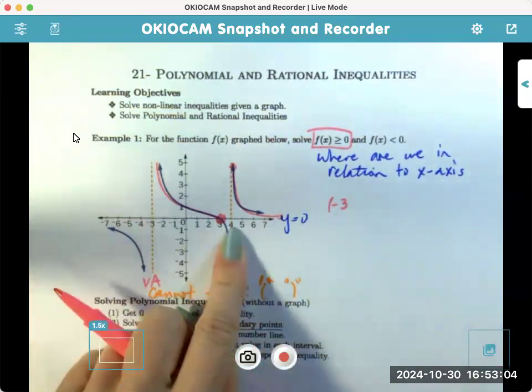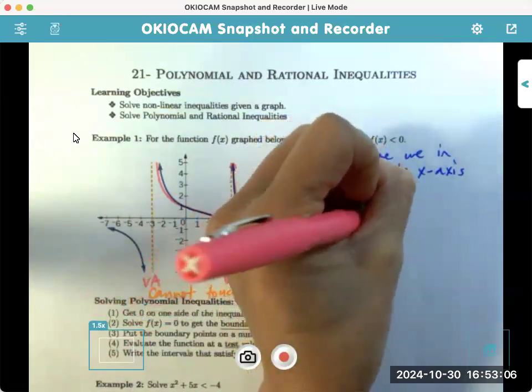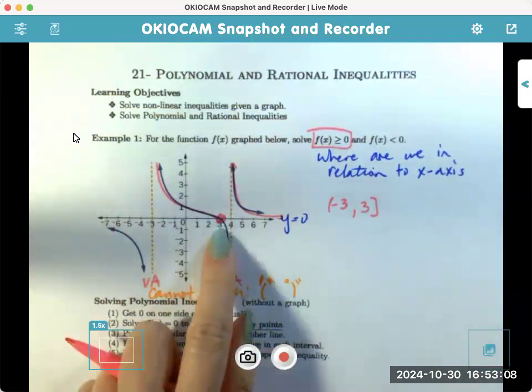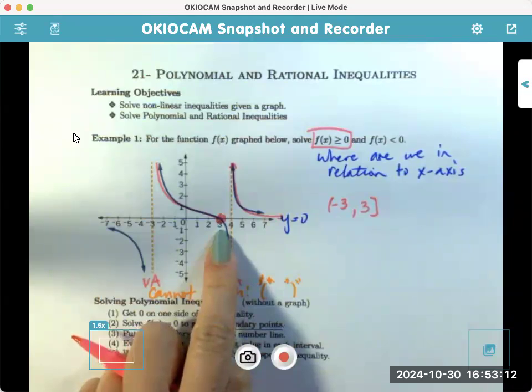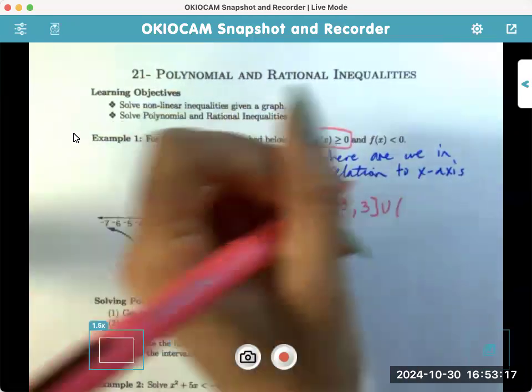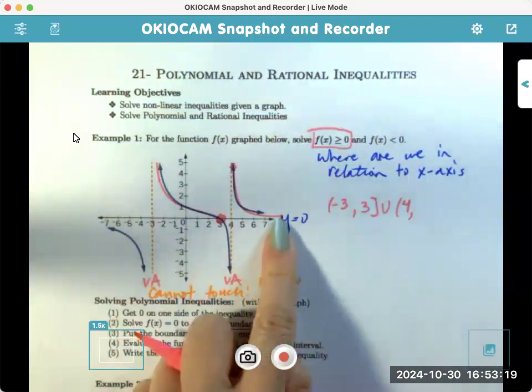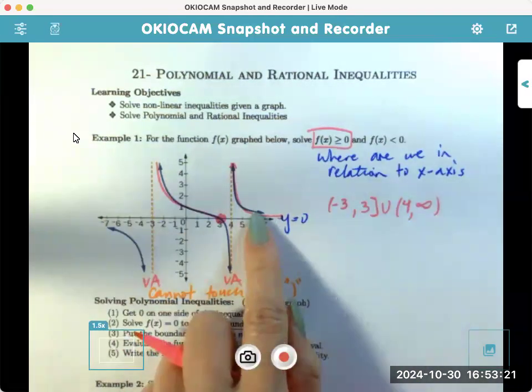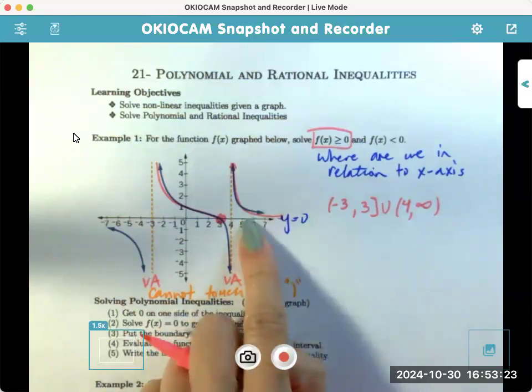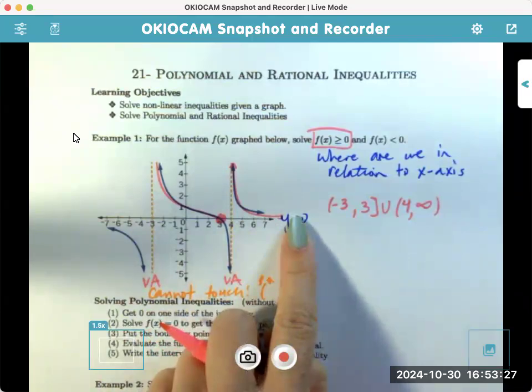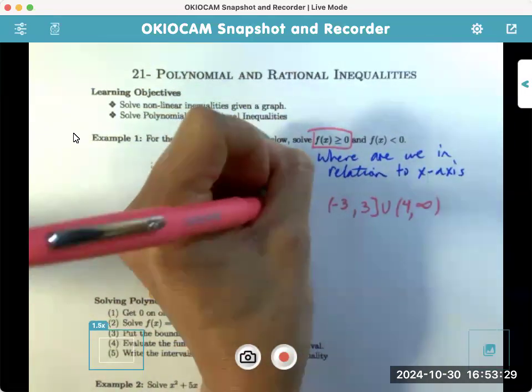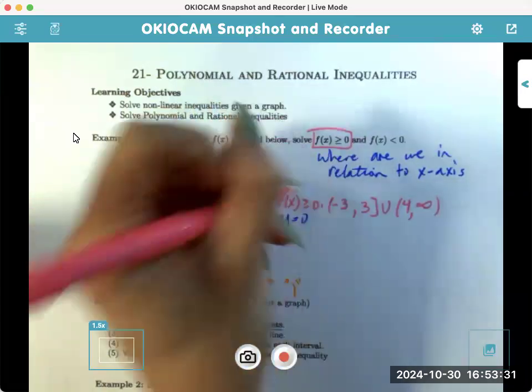So -3 to 3, but I'm going to use a bracket because we actually touch the x-axis here. And then we're going to skip over, union, parenthesis 4 to infinity, because we're going to assume that we never cross the x-axis again. So that is for f of x being greater than or equal to 0.